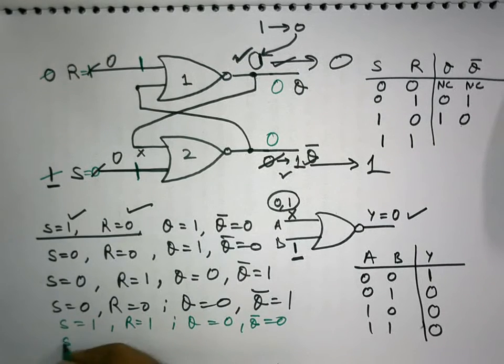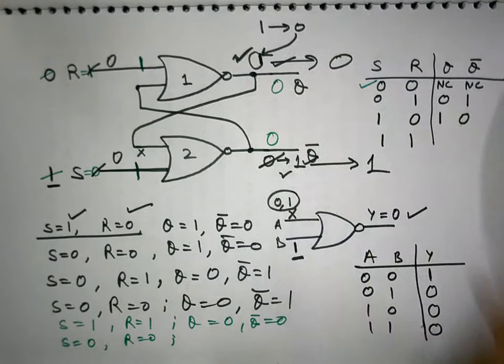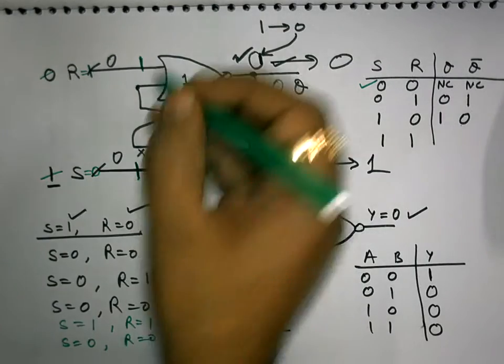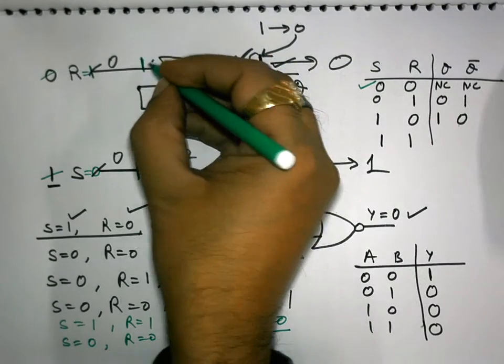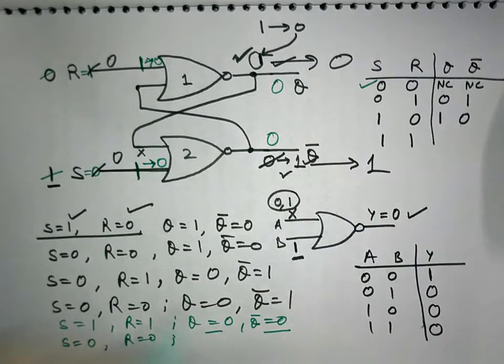But immediately after this, if we withdraw the input, means we apply S equal to 0 and R equal to 0, what should be there according to this 0, 0 input? This should not change. This Q and Q bar should not change. But what will happen if we apply this S equal to 0 and this R equal to 0? What will happen?